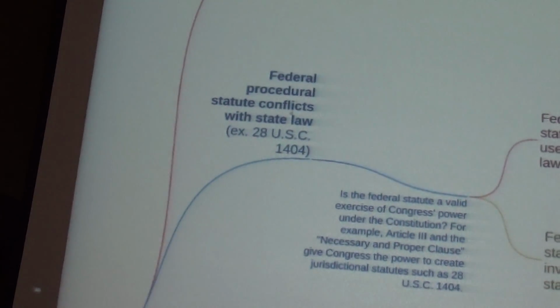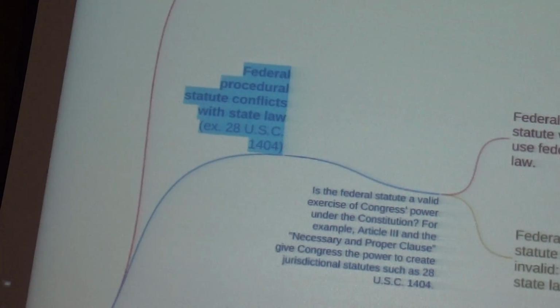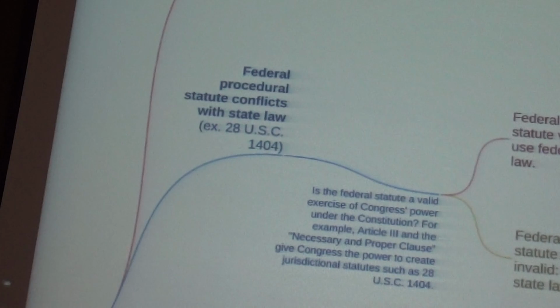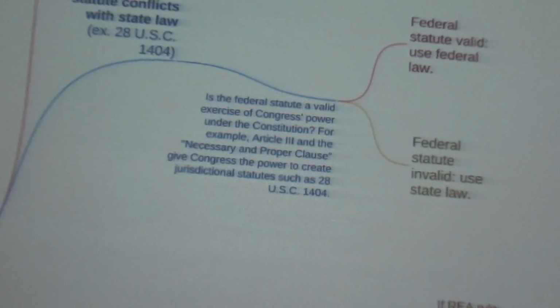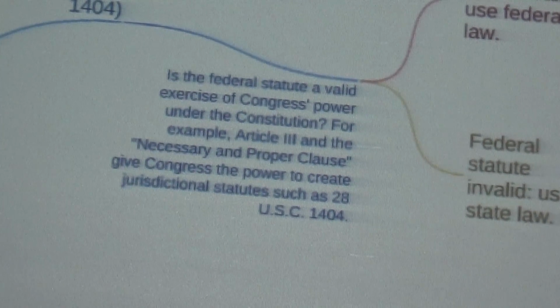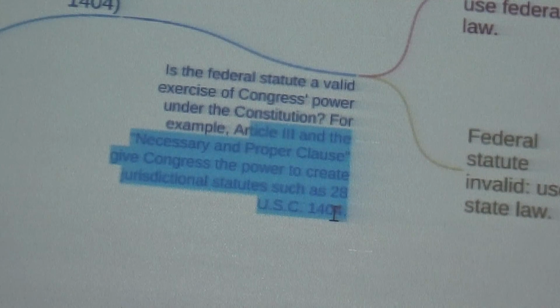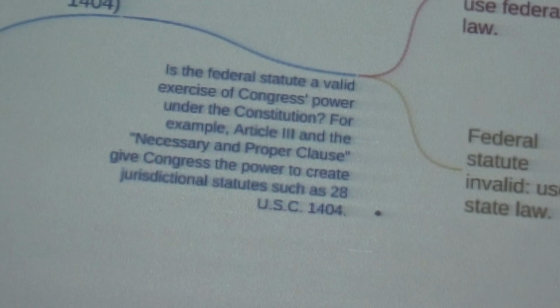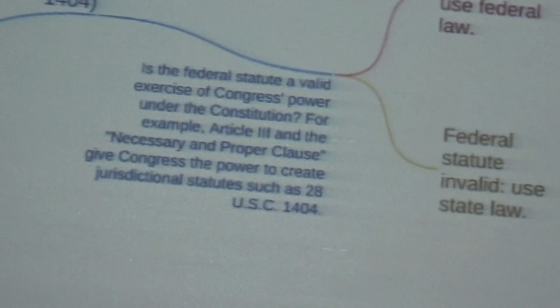Also, a fairly easy example would be if there's a square conflict between federal procedural law, such as the venue transfer statute, and state law. Consider this to be an abbreviated way of doing Hanna Part 1 analysis. All you have to ask is whether the federal statute is a valid exercise of Congress's power under the Constitution. Indeed, Article 3 and the Necessary and Proper Clause do give Congress the power to create procedural statutes. If the federal statute is valid, use federal law. If it's invalid, use the state law.